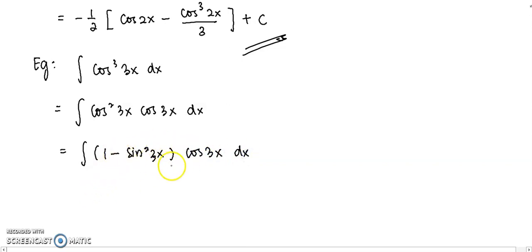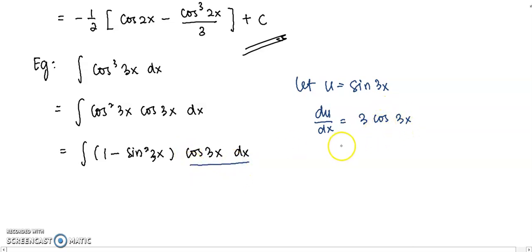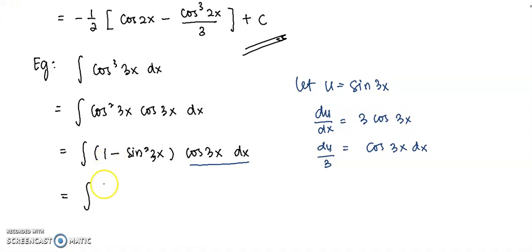And step 3, after you have done this, you stick to step 3. Step 3 is substitution. We're going to let u equal to sine 3x. And proceed to du dx, you have your 3 cos 3x. So here, cos 3x dx you can find here that you will have cos 3x dx as du over 3. Okay, now you can substitute all in terms of u. So this becomes 1 minus u square, and the cos 3x dx is going to be replaced as du over 3.